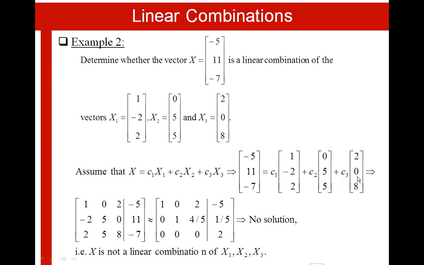If we multiply as we did before, we will get a 3 by 3 system where the variables are c1, c2, and c3. If we do the elimination process, we obtain the last augmented matrix as seen here: 1, 0, 2, minus 5, 0, 1, 4 over 5, 1 over 5, 0, 0, 0. This last row shows that the system has no solution. It is impossible. Therefore, x is not a linear combination of x1, x2, and x3.